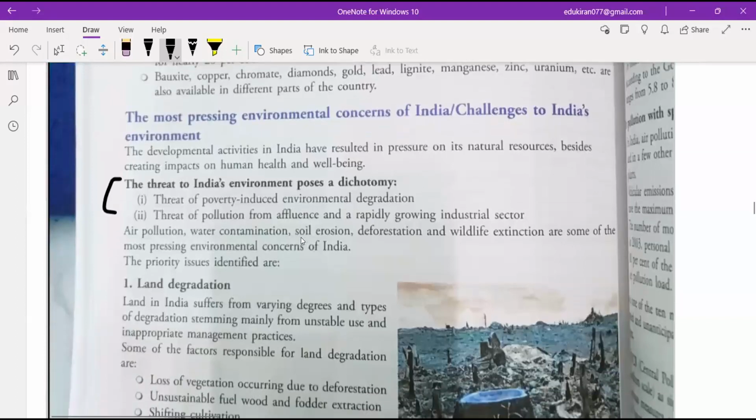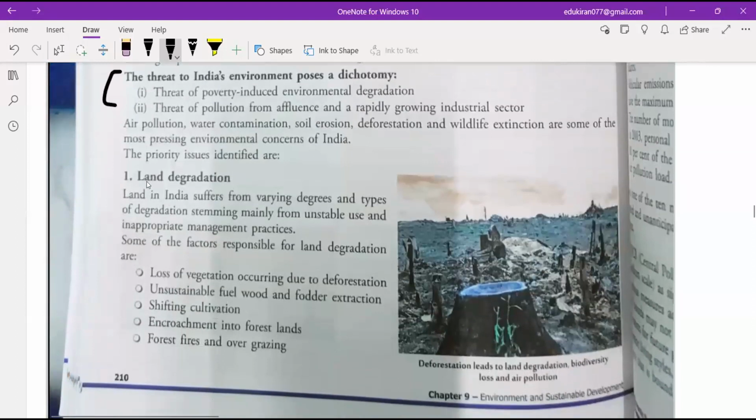But there are some issues which we will be discussing. First is land degradation. Land in India suffers from varying degrees and types of degradation, stemming mainly from unsustainable use and inappropriate management practices. So for example, this is a piece of land. If you are not using it in a good way or you are overutilizing it, of course it will degrade.